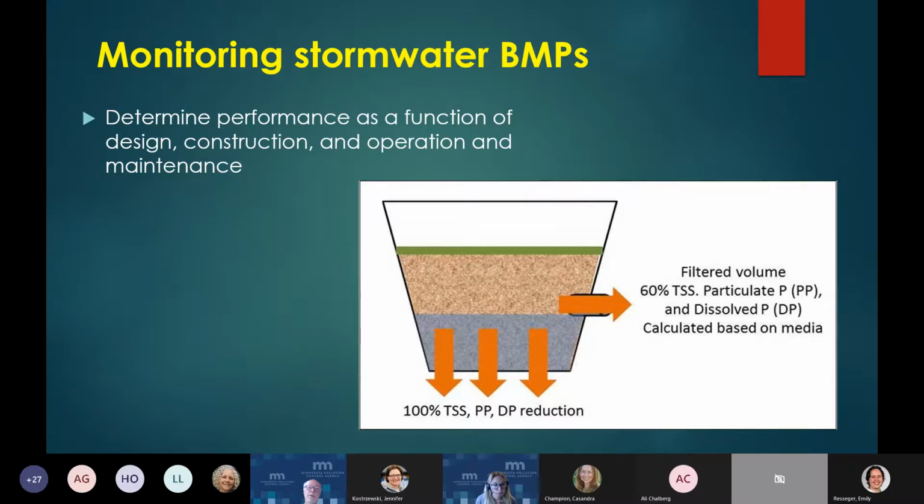Because we can't measure every outfall in stormwater. It's not like a wastewater treatment plant where you can go out and take a sample. There are dozens and dozens of these stormwater outfalls. It's impossible to monitor them. So we really rely on these best management practices performing at a certain level, and so we have to monitor these practices to know what that level is. Next slide.